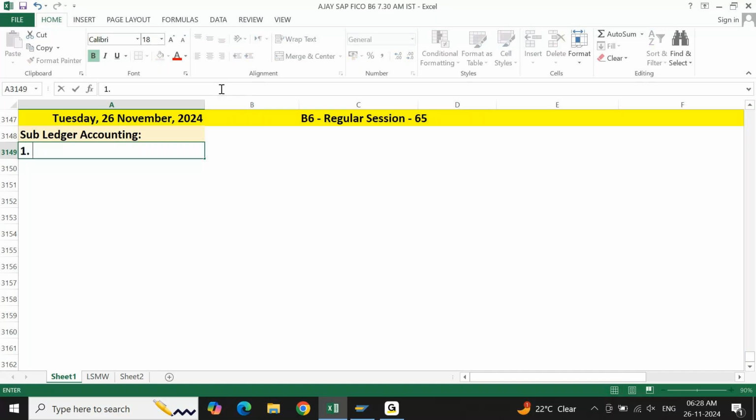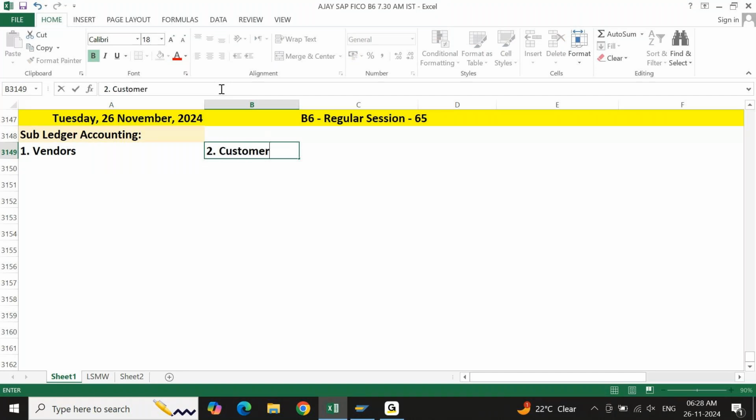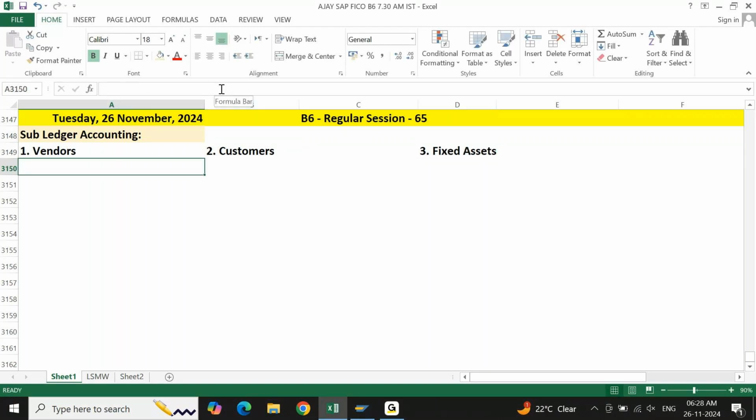Point number 1, vendors. Point number 2 is customers. Point number 3 is your fixed assets. Everybody is aware of these 3 points, right? Vendor, customer, and then fixed asset. Yes, sir. Vendor is a subledger, customer is a subledger, fixed asset is also subledger.